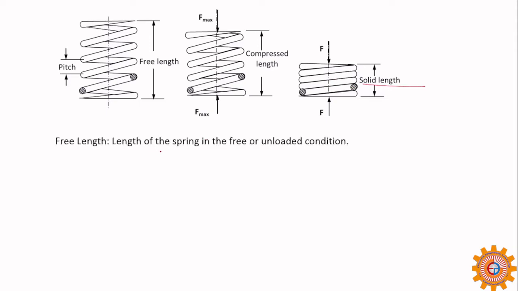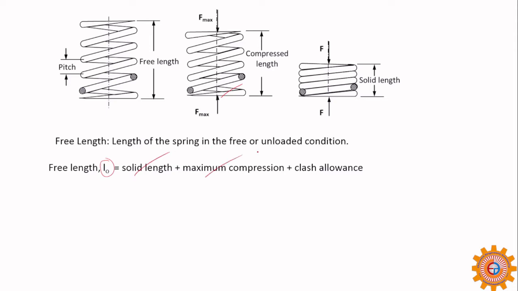The free length is the length of the spring in the free or unloaded condition. That means we are not applying any load on it. This is the loaded condition. Free length is equal to L naught, that is the solid length, maximum compression, plus allowance if it is needed. Usually in our problem solving we don't use this.